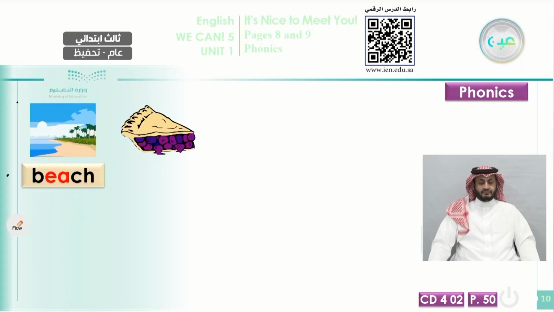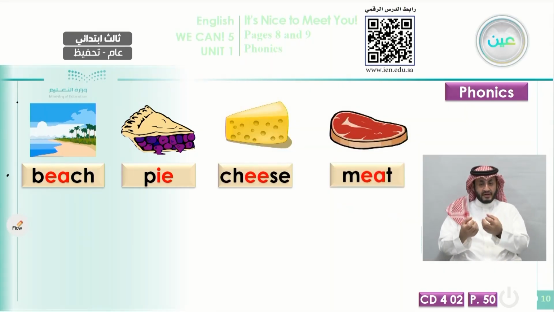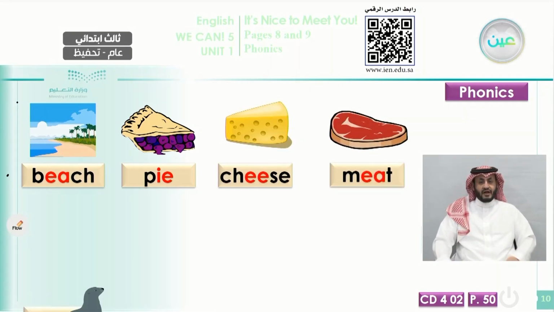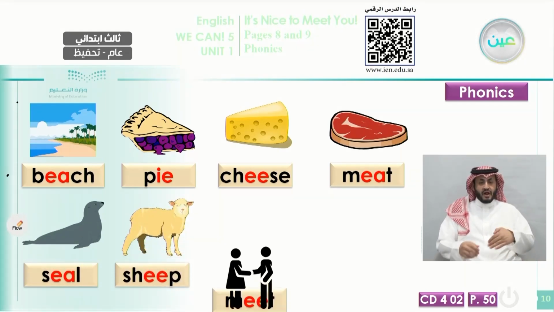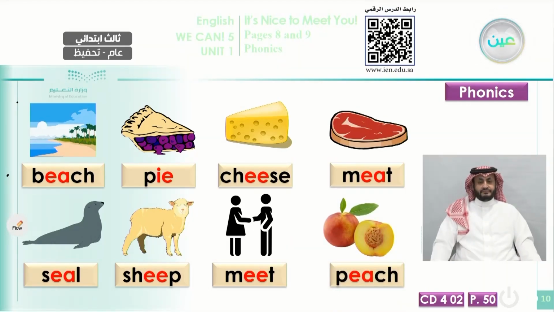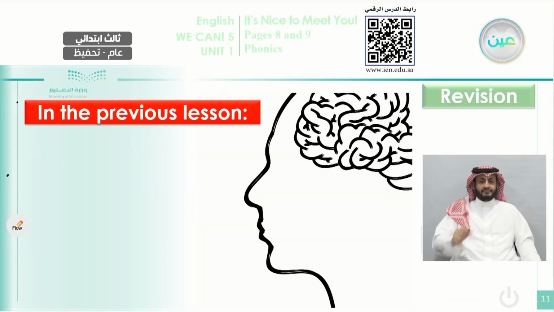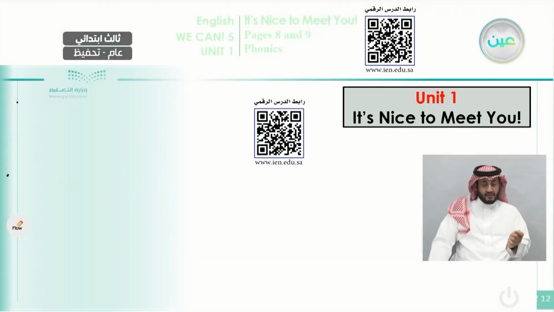Look at these pictures. What is this? This is a beach, and here is a pie. Here is cheese, some cheese. Meat also. Okay, you can see EA. Seal, this is a seal. Sheep, okay, meat. You can tell the meaning from the picture. Peach also. Also in the previous lesson, we learned how to write E and F correctly.